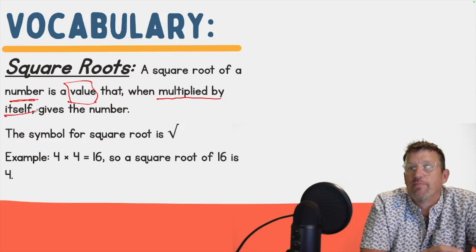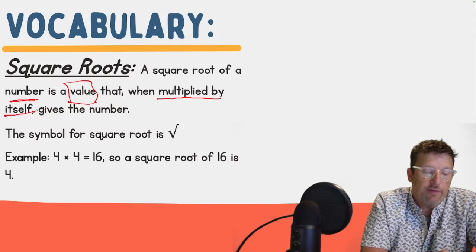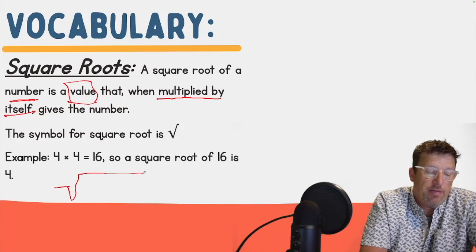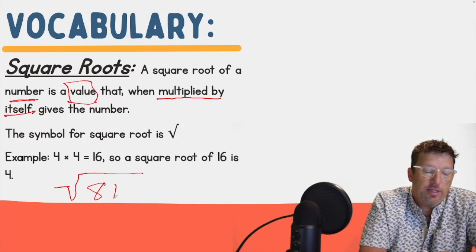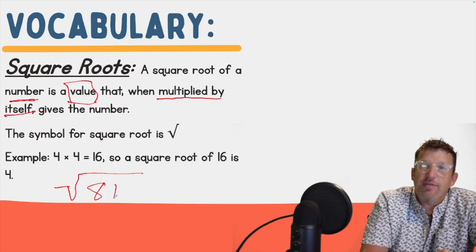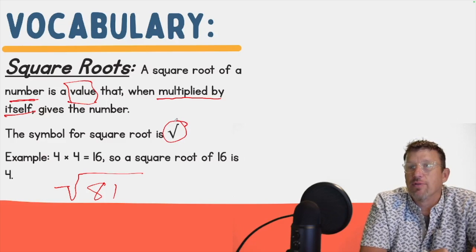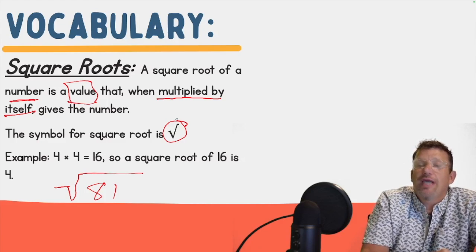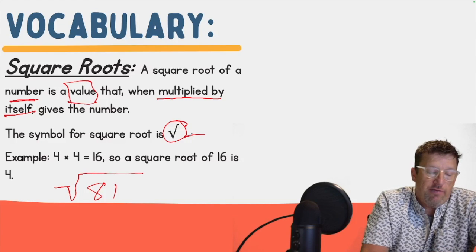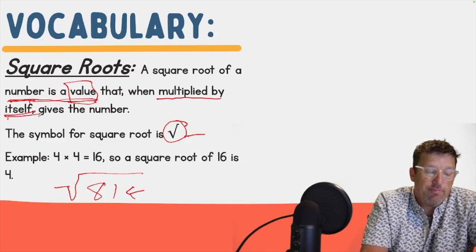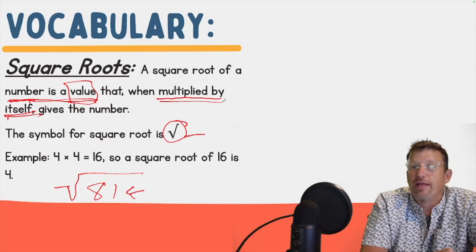So let's look at the symbol real quick. Whenever you see this symbol, it'll look a little bit like this, and there'll be a number inside, and it might be 81. What they're trying to tell you is, if someone says give me the square root of 81, they're asking you to find the number that when it's multiplied by itself will give you that number.